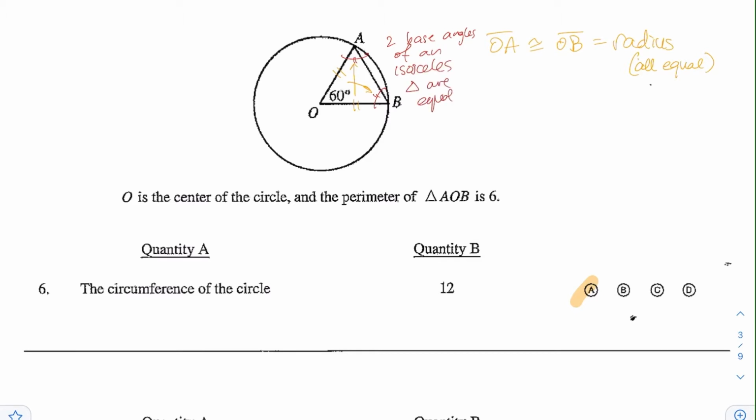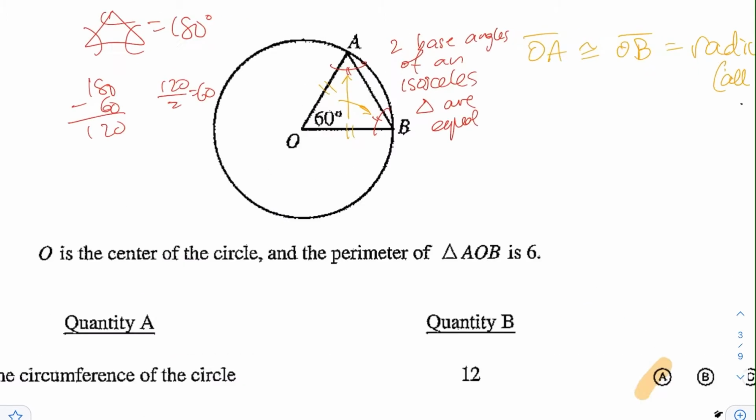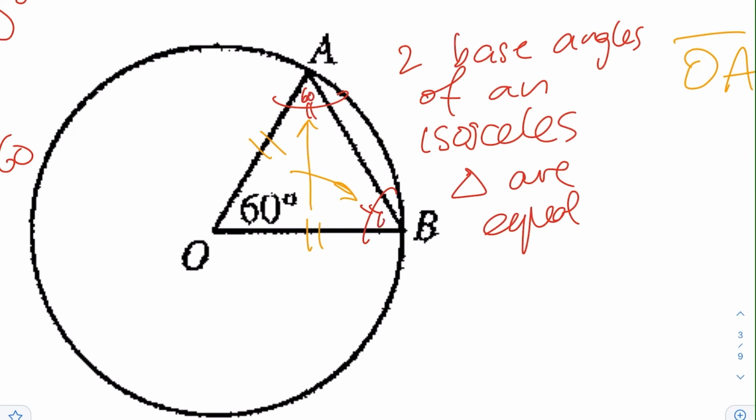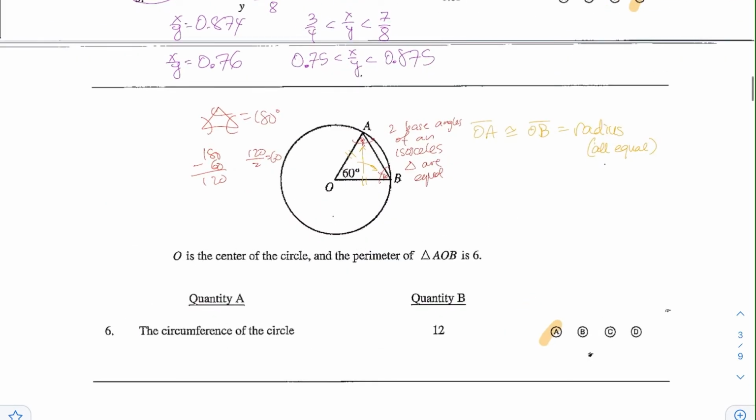Now, since we know that the two base angles are equal and the whole triangle adds up to 180 degrees, that means that 180 minus the 60 is 120, and 120 divided by 2 is 60, which means the other two angles here must be 60 and 60. So this turns out to be an equilateral triangle. And once you know that a triangle is an equilateral triangle, this means that all sides are equal. So that means that each side has to be 2, because the total has to be 6.